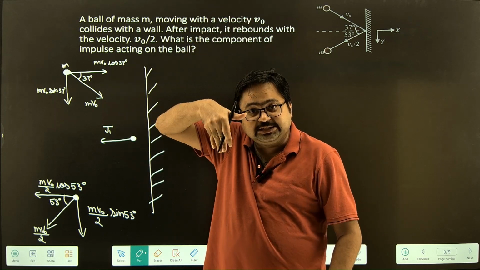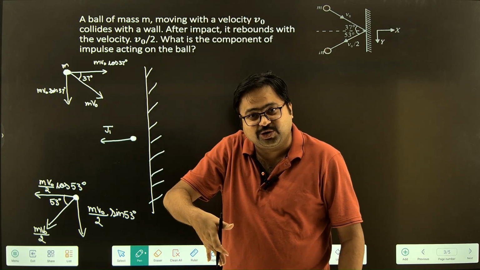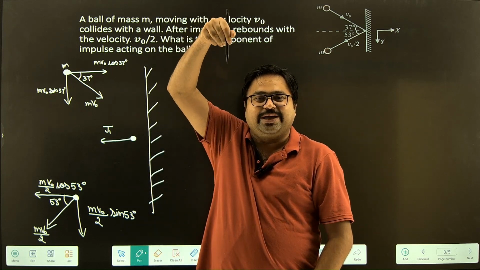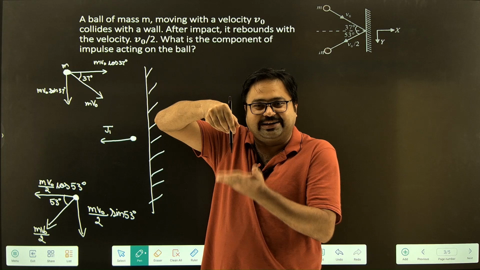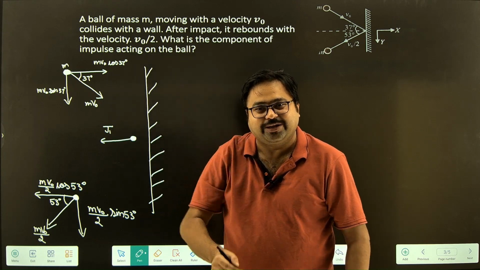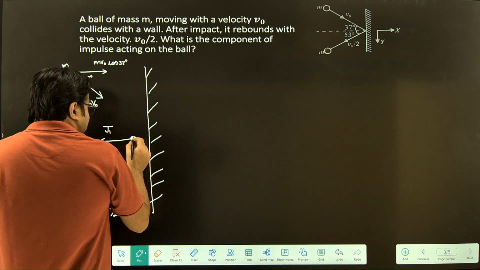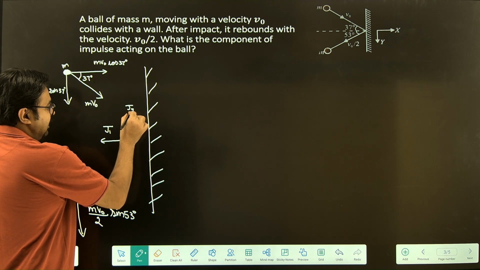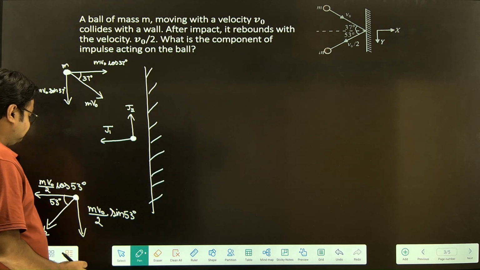Before it was going fast in this direction. Now after hitting the wall, it's going down slower. That means it received an impulse in the upward direction. The ball was going with a high velocity. It received an impulse, and then it's now going with a lower velocity. That means the ball must have received an impulse in that direction. So I'll call that impulse J2.